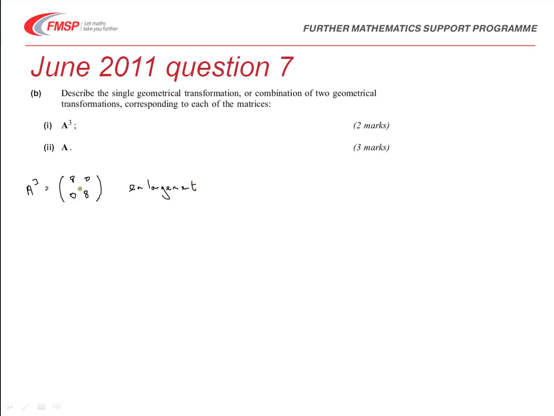And we can see that the 8, 0 in the first column is telling us that the base vector i is being multiplied by 8. And the second column is telling us that the base vector j is being multiplied by 8. So this is an enlargement with a scale factor equal to 8. And strictly speaking, we should say that that is centered at the origin.